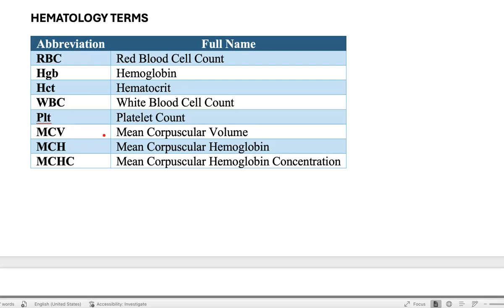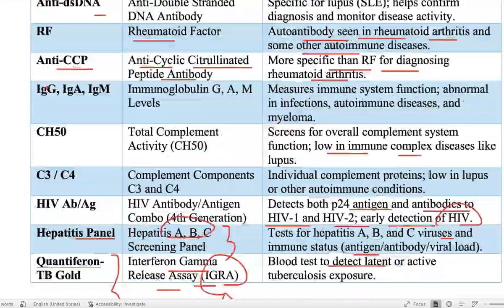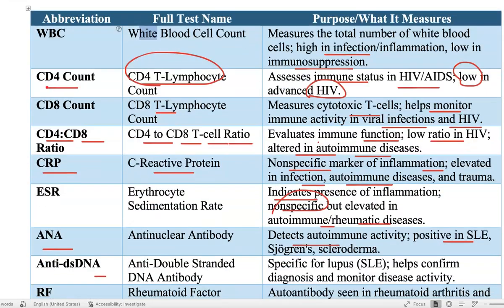Now, what about hematology terms? We just finished what? Immunology. Those are immunology terms. What are the terms in hematology?